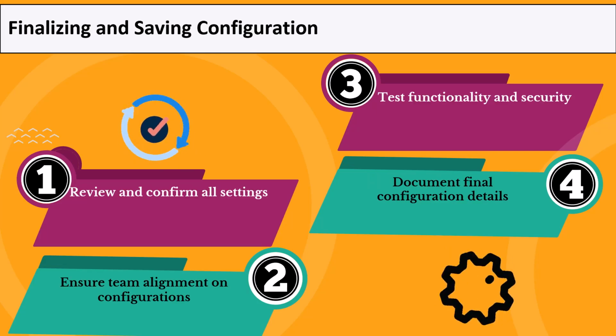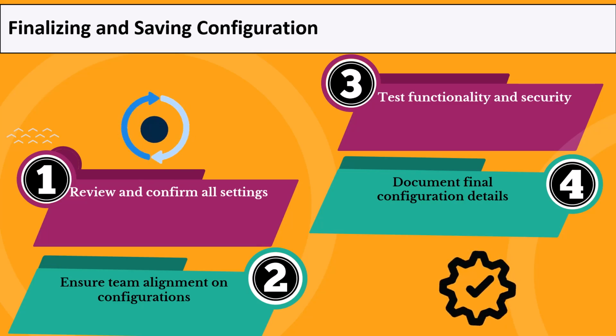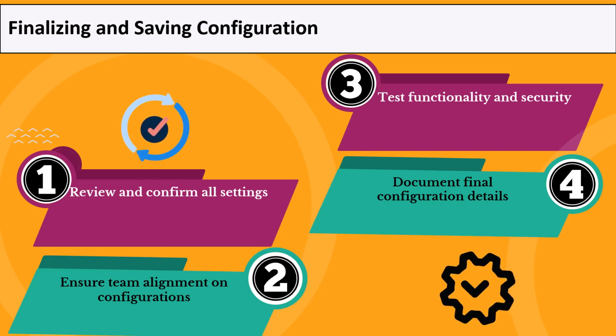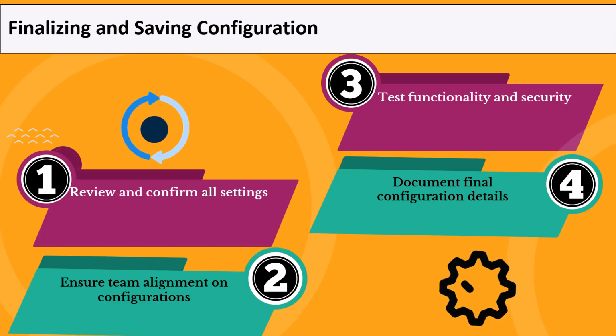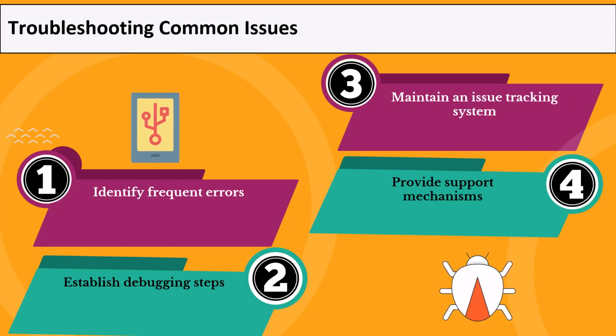Finalizing configurations is like double-checking your luggage before a trip. Necessary and saves headaches later. First, review settings, because assuming everything is fine is risky. Team alignment matters. Imagine everyone following different rulebooks. Testing, because nothing should break right before launch. And finally, documentation, because future you will thank present you for keeping things organized.